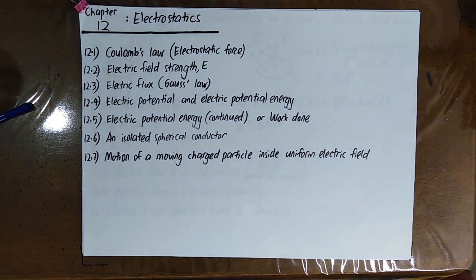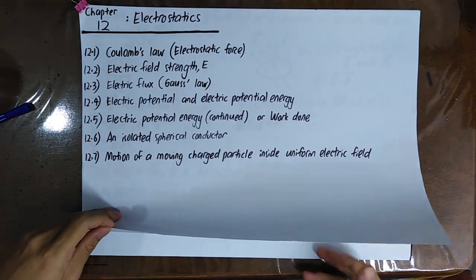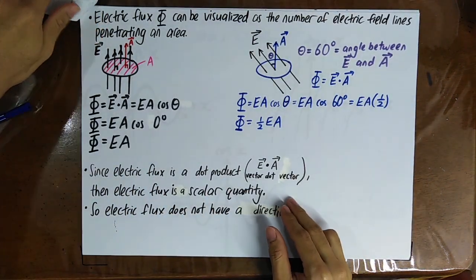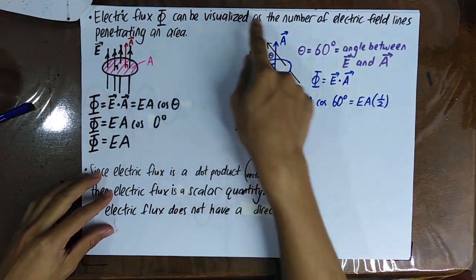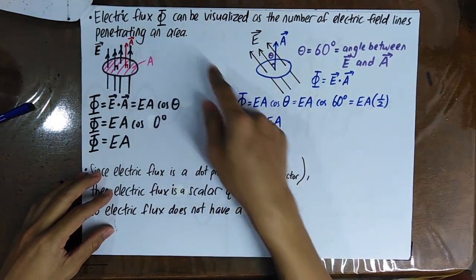Okay, so in this video, we'll be talking about the electric flux, which is about the Gauss law. First of all, I need to introduce to you what is electric flux. Electric flux phi can be visualized as the number of electric field lines penetrating through an area.